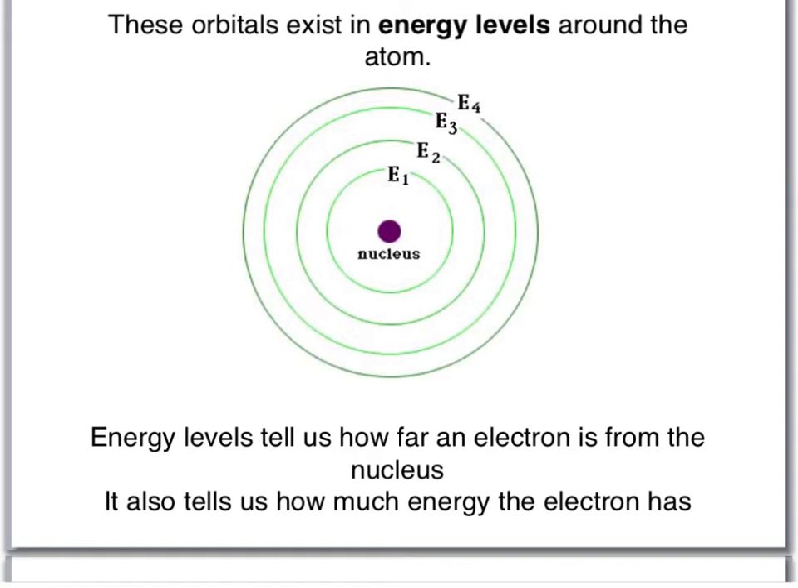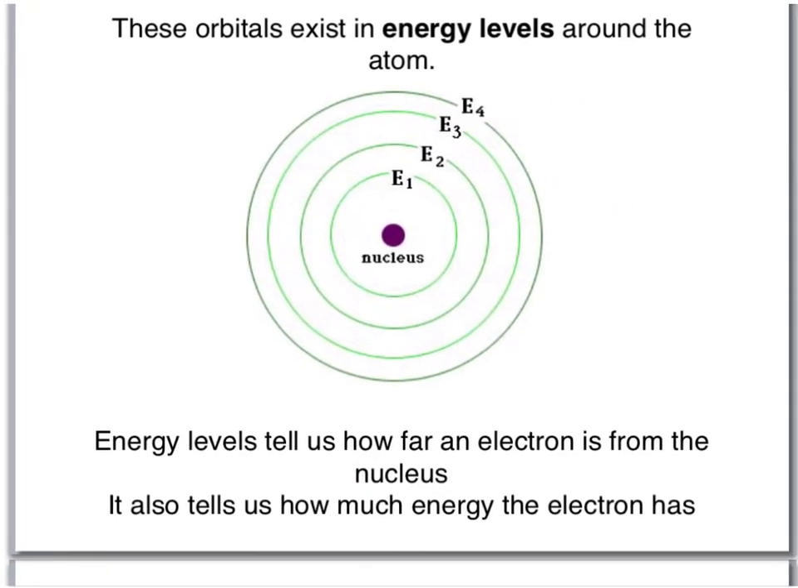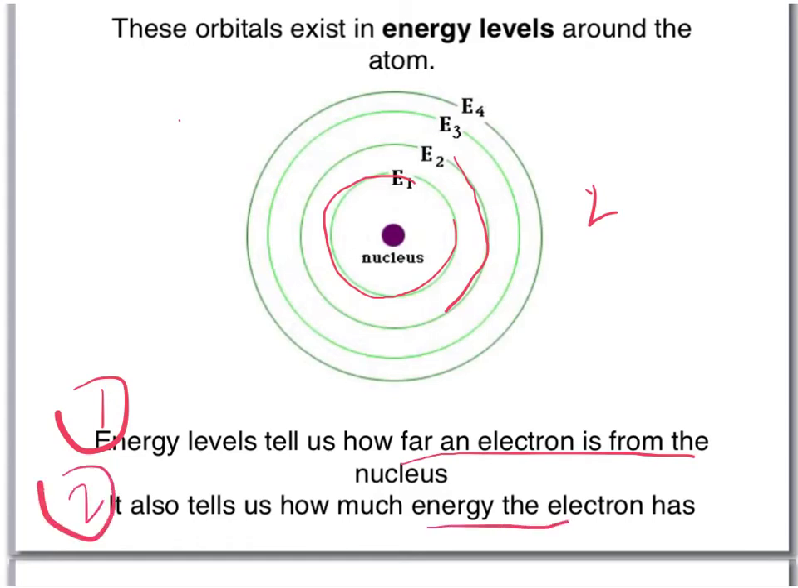Now these orbitals that we've been talking about, they exist in energy levels around the atom. And by energy levels, we mean regions of space that are successive distances around the nucleus. Energy levels tell us 2 things: 1, how far an electron is from the nucleus, and 2, how much energy the electron has.